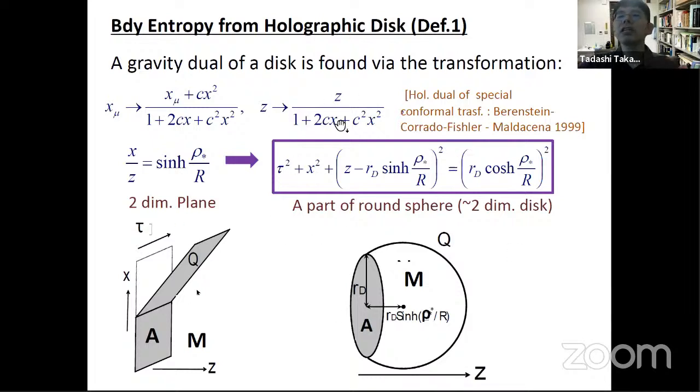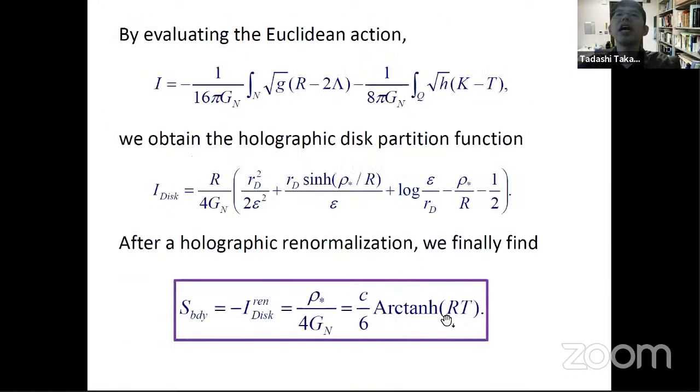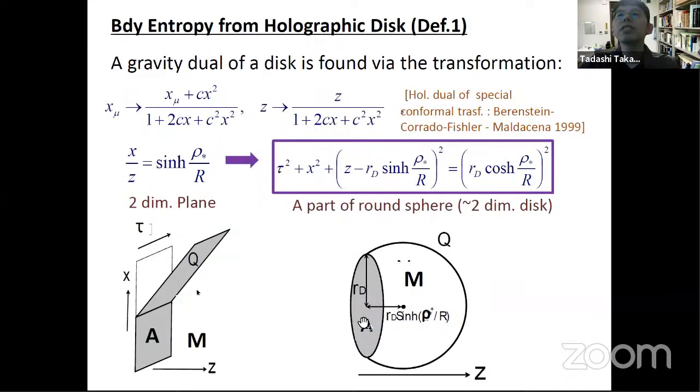By using this formulation, we can just calculate the gravity action in this region, and that gives the final result for this boundary entropy. Right? We evaluate this Euclidean action, and it's divergent. We have epsilon as a UV cutoff at z equals epsilon, and we have divergence, but we pick up, right? We do some holographic normalization and pick up the constant part, and that gives rho star divided by 4 G Newton.